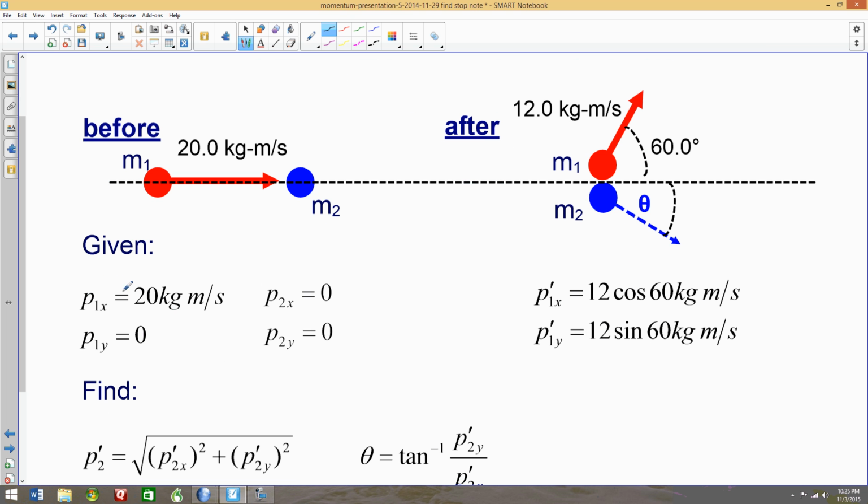Okay, so before the collision, what do we have? We have that the x component is going to be 20 kilogram meters per second i hat. The y component is 0 kilogram meters per second j hat, sorry, j hat. P2x is going to be 0 kilogram meters per second i hat. And P2y is going to be 0 kilogram meters per second j hat.